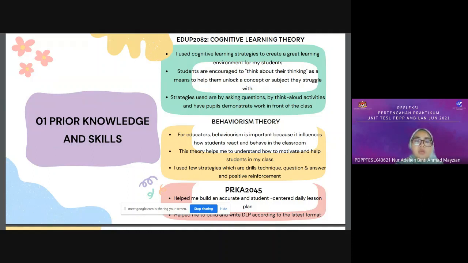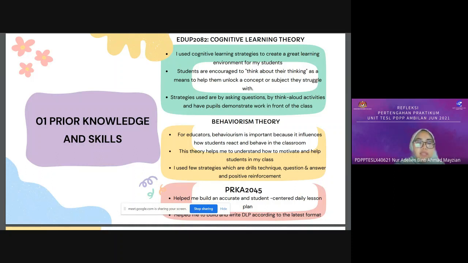As you know, my school consists of orang asli students, so they have difficulty talking or understanding English. Even some of my students were not able to read ABC. Some of them didn't know ABC, so that's why I use the cognitive learning theory, to help them catch something that they don't understand. I think that is my job as a teacher, to help them learn English that they are currently struggling with. The strategies used are asking questions and think aloud activities. Sometimes we have the pupils demonstrate their work in front of the class, to encourage them to speak, or at least to expand their vocabulary and so on.